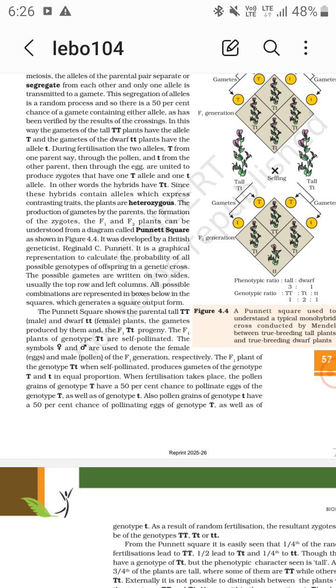Okay, so the production of gametes by the parents, the formation of the zygotes, the F1 and F2 plants can be understood from a diagram, the Punnett square. It was developed by a British geneticist Reginald C. Punnett, and it is a graphical representation to calculate the probability of all possible genotypes, and it also tells the phenotypes of offspring in a genetic cross.